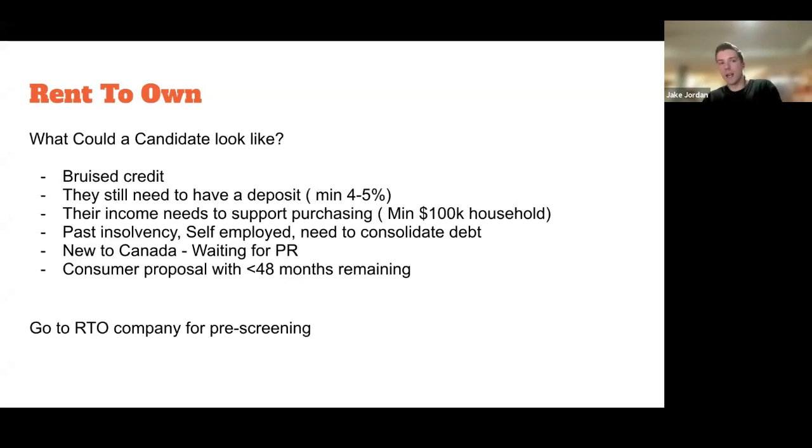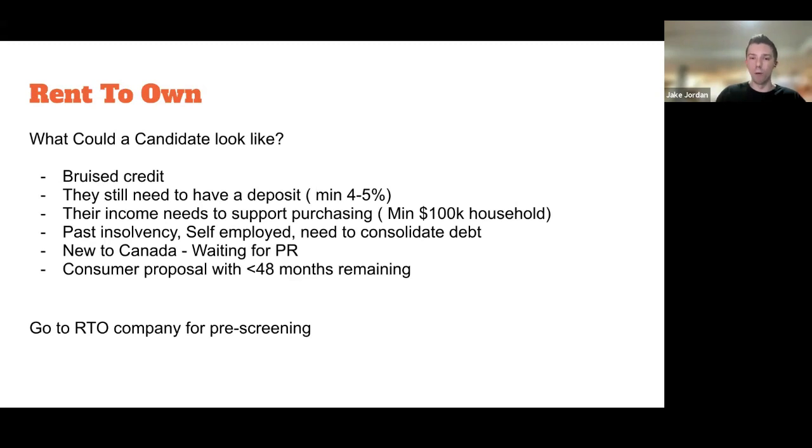The final option the candidates would have would be rent to own. So when I have tenants come in to me and I'm assessing their information, an ideal rent to own tenant is someone that has bruised credit and they can't go through credit repair over the next year and fix it. If they have like a 400 or 500 credit score, they can still buy through rent to own. They do still need to have a deposit though. That's a common misconception with rent to own.